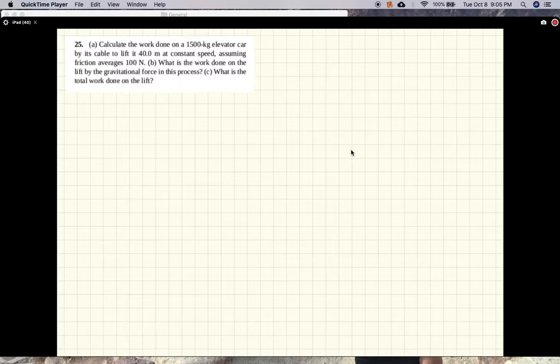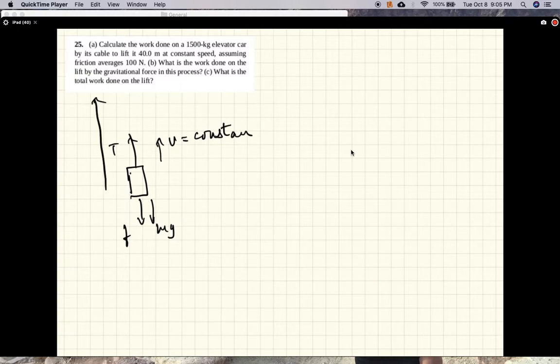Okay, so the cable car is lifted 40 meters. So there's the tension, here's the friction force, and here's the weight. V is constant, and the displacement is 40 meters.